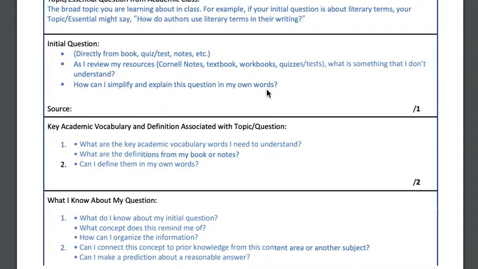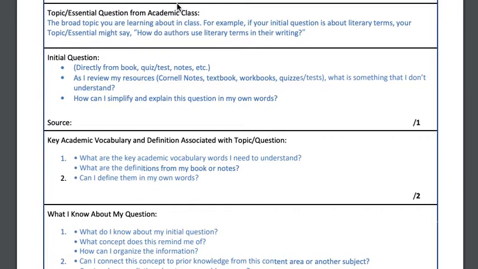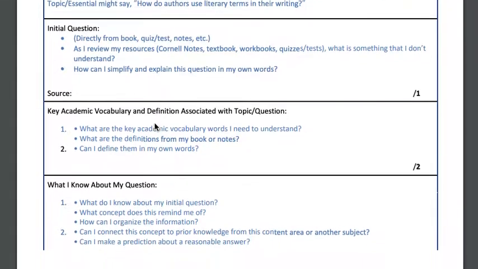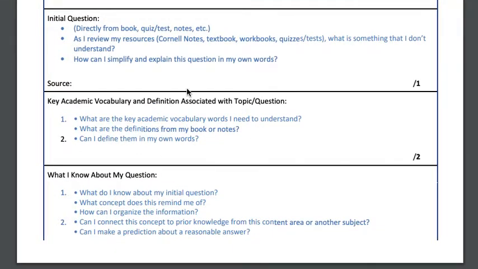Your initial question is going to come directly from your textbook, from your notes, from your quiz, etc. So it's going to still deal with the topic or essential question, but it's going to be more specific. Make sure to tell us where this is from, your math textbook, your English notes, etc. Key academic vocab and definition associated with the topic in question.